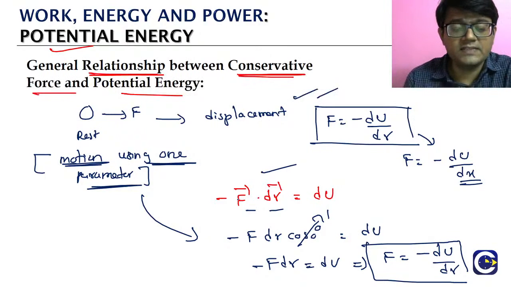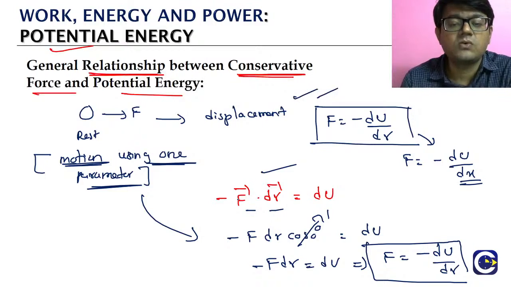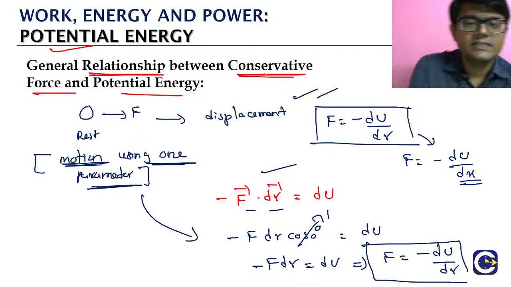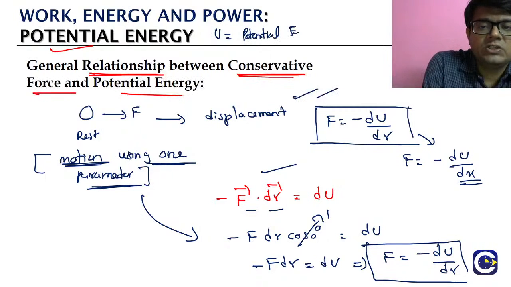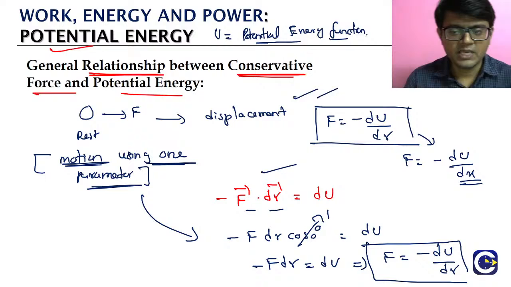Or if, say for example, the motion is along the x axis வெச்சுக்கோங்க, then it will be what? F will be equal to minus du by dx. In this, u is what? What is u? Potential energy function. u என்ன தெரியுமா? What is u? Potential energy function. Okay.